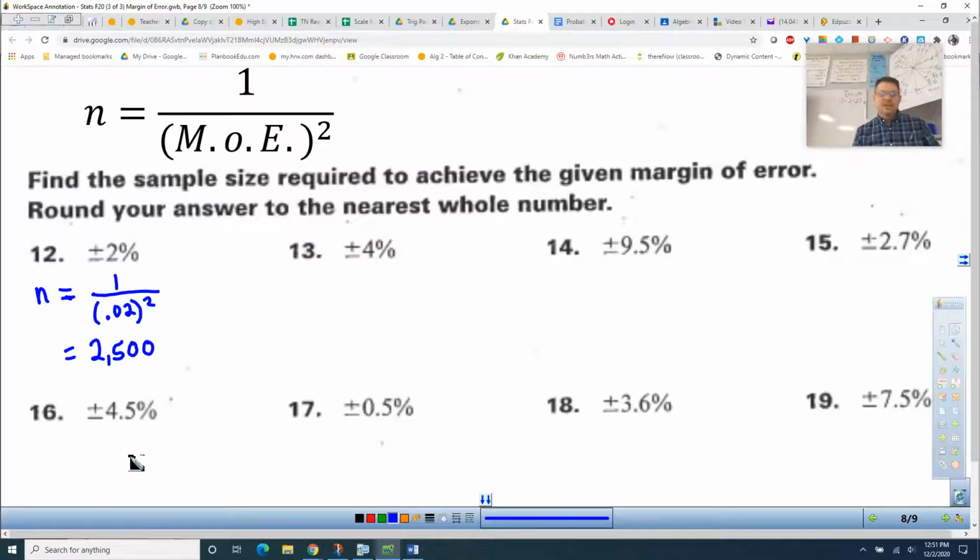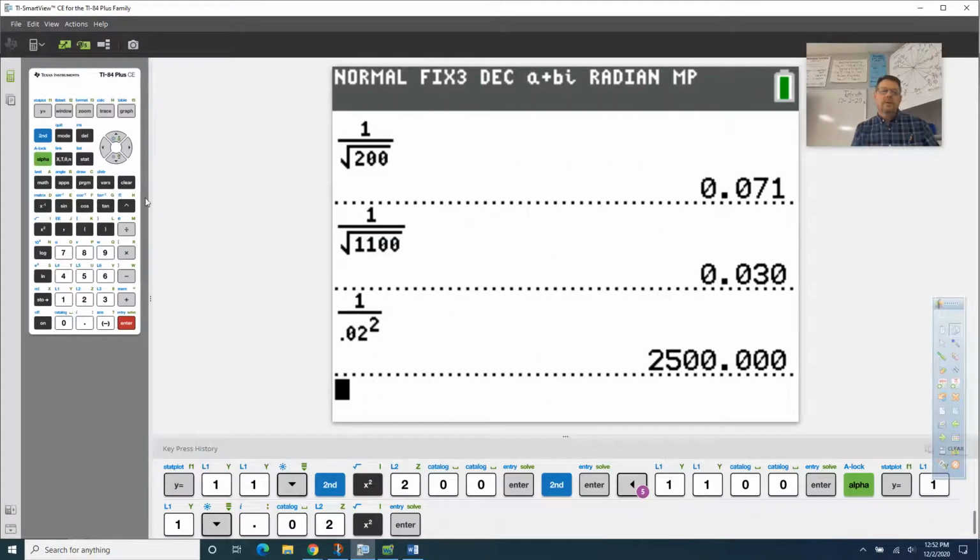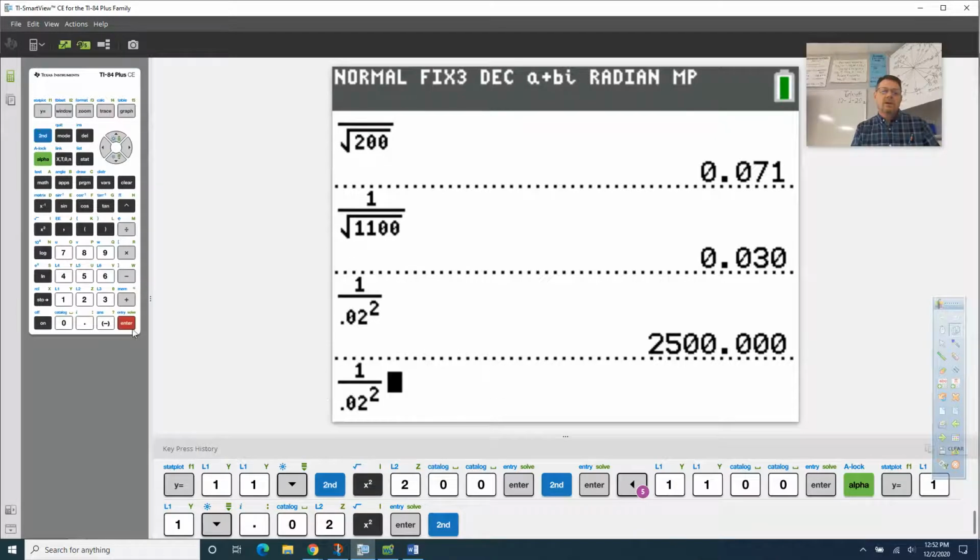Let's do 16. Let's do, well, no, let's do 14. Okay, that'll work. It's over here. Got more room to work. So n equals 1 over, I've got to move this over 2 places to the left, so that's going to give me 0.095 squared. Okay, so back over to my calculator. I'm just going to copy that back over here.